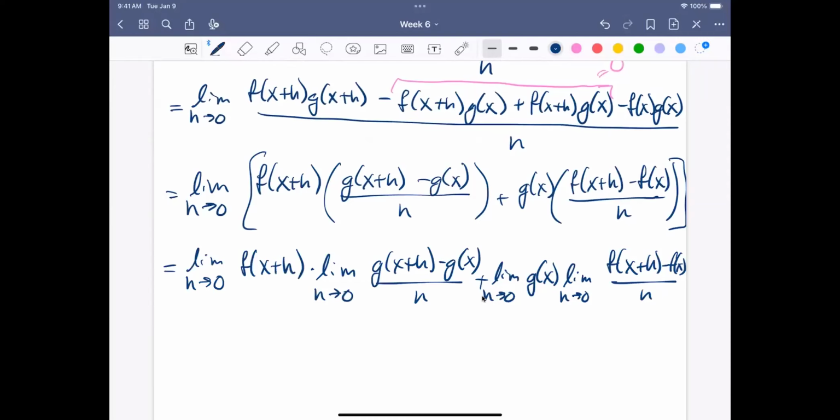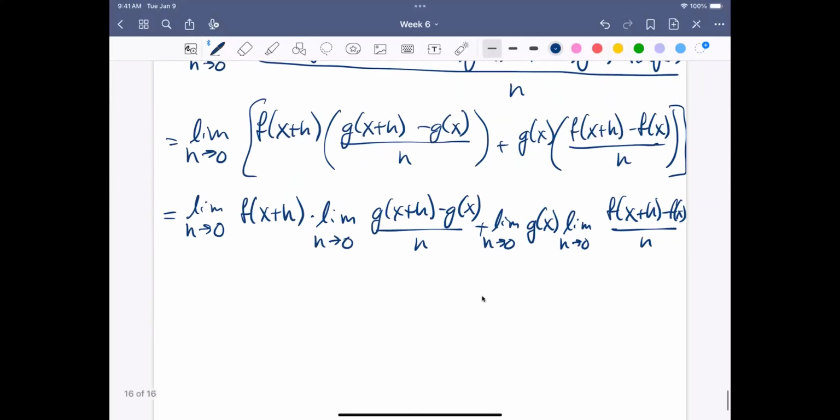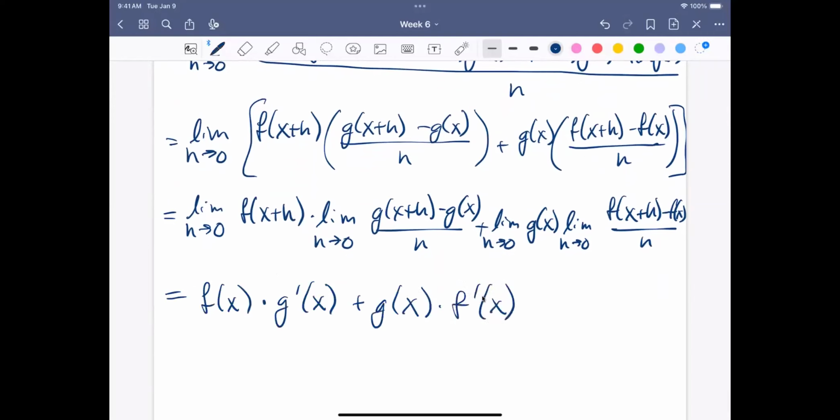Right. And now I see I've got the definition of g prime and f prime in there. And then for the first one, f of x plus h, as I send h to 0, that's going to get closer and closer to f of x since that's continuous. And so we really get f of x times g prime of x plus g of x times an f prime of x. So that's how we take the derivative of a product.